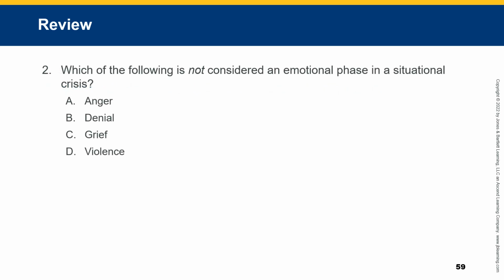Question 2. Which of the following is not considered an emotional phase in a situational crisis? A. Anger. B. Denial. C. Grief. Or D. Violence. This one should be fairly obvious for you. Of course, it is D, violence. That's not an emotional phase.